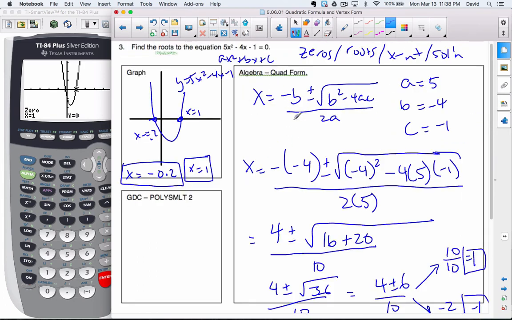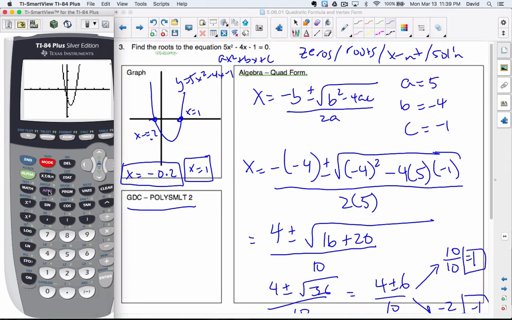And so I can do it by quadratic formula, and it's always going to work, but I have to do a lot of steps and make sure I don't make any careless mistakes. I can also use polysimultaneous number 2. Now, as you're doing this video, you should be pausing all the time and trying it yourself. Try polysimultaneous and check what you get.